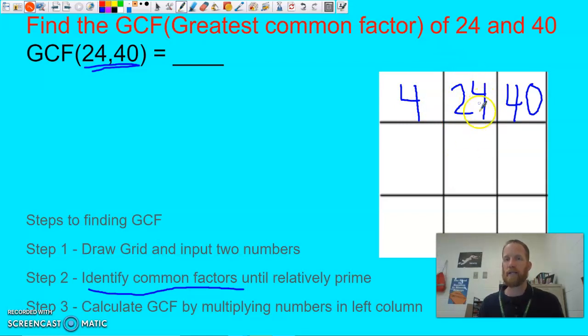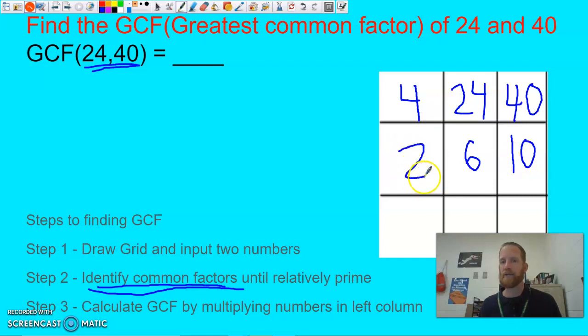So then what I do is I take 24 divided by 4 is 6, and 40 divided by 4 is 10. I'm not done identifying common factors though, because 6 and 10 have a common factor greater than 1, and it is 2. So 6 divided by 2 is 3, and 10 divided by 2 is 5. At this point, I am done because the last two numbers, 3 and 5, are relatively prime, meaning their greatest common factor is 1.